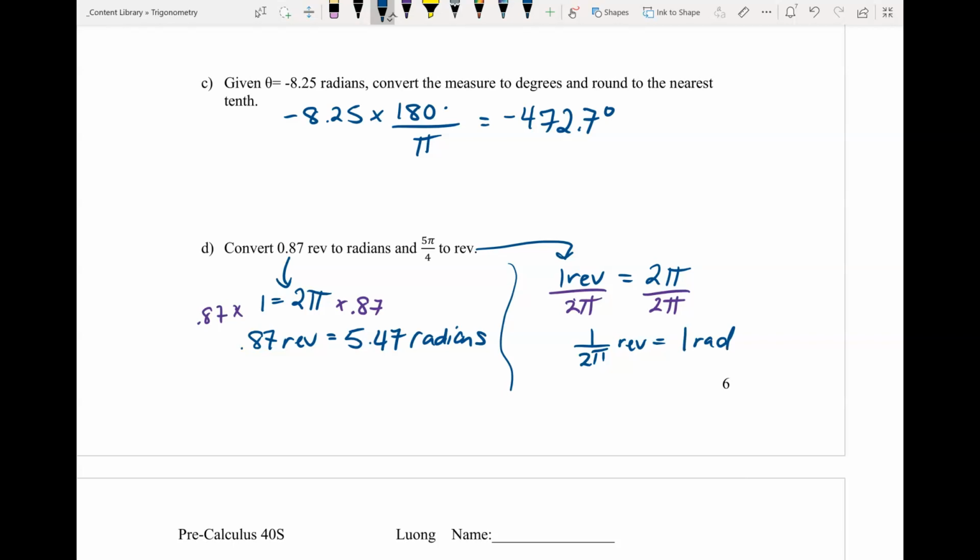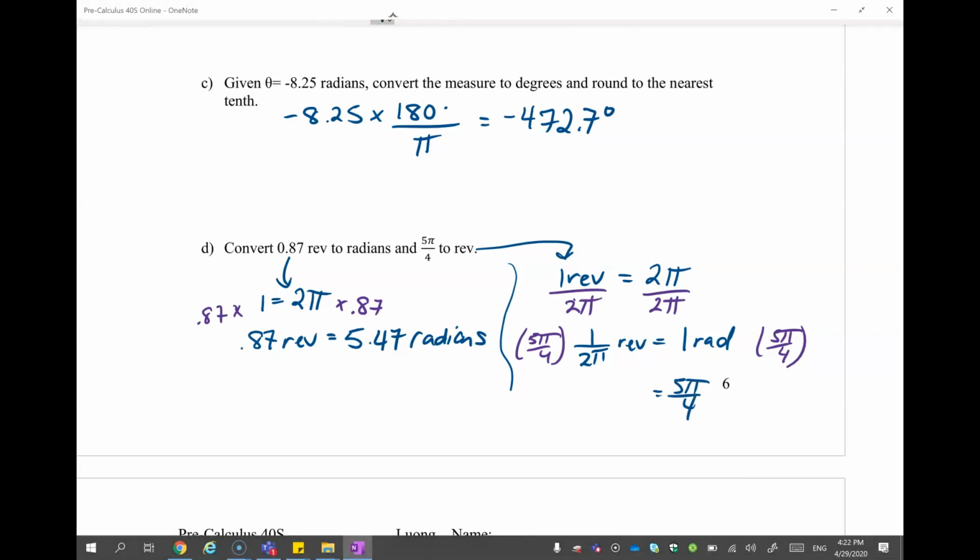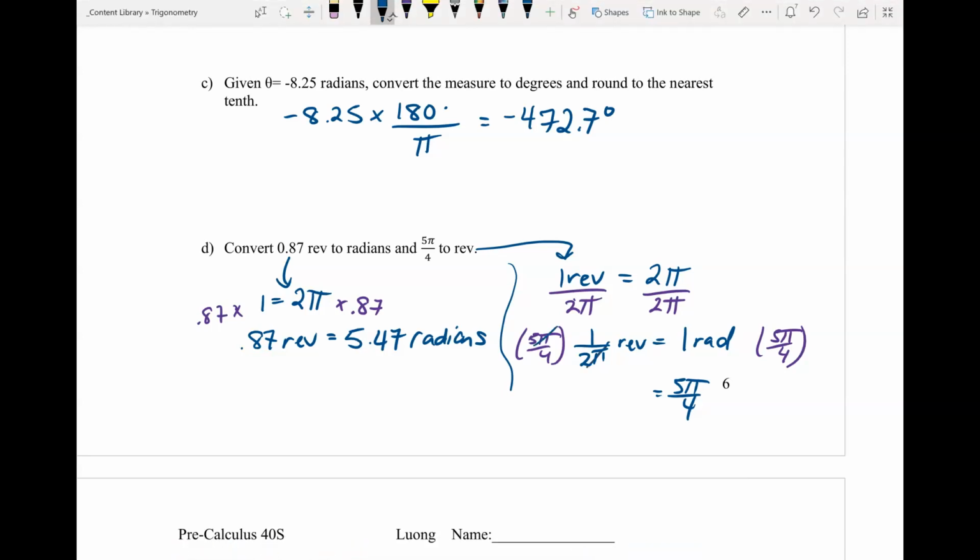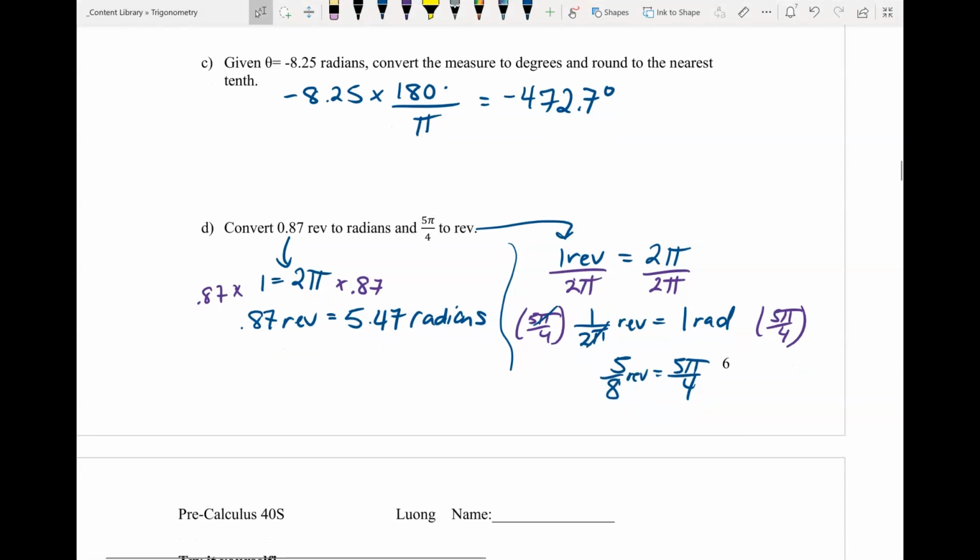Now, for our radians, we want it to be 5 pi over 4. So now I'm going to multiply both sides by 5 pi over 4. So we have 5 pi over 4 radians on our right-hand side, and then going to multiply this out. Our pi will cancel out here, so we're going to be left with 5 over 8 revolutions. So that means 5 pi over 4 radians is equal to 5 over 8 revolutions.